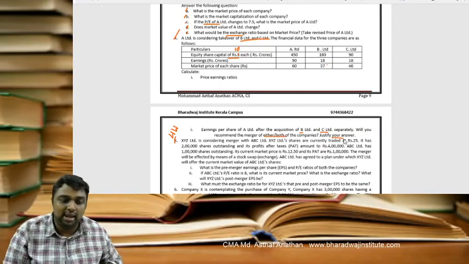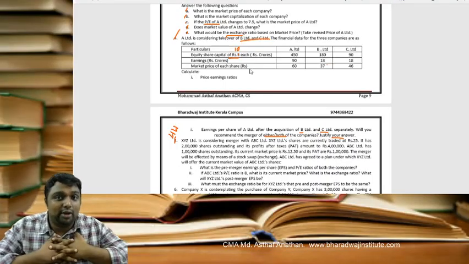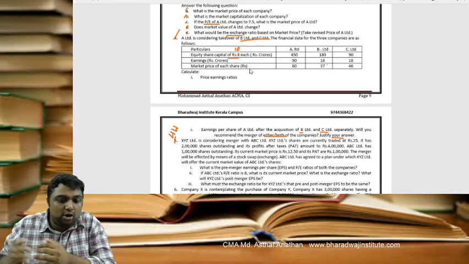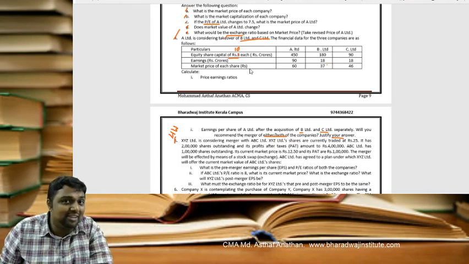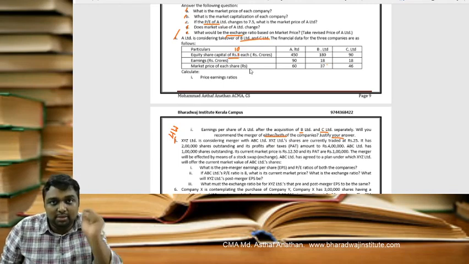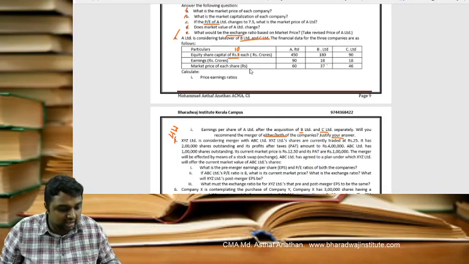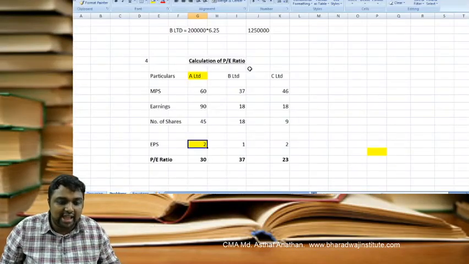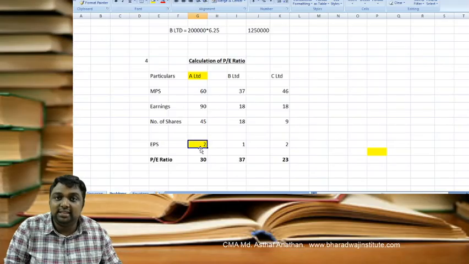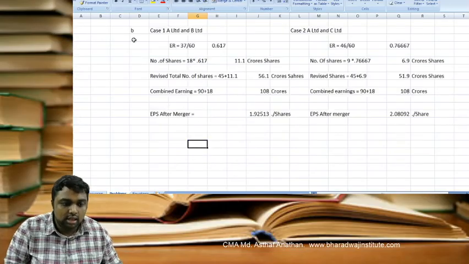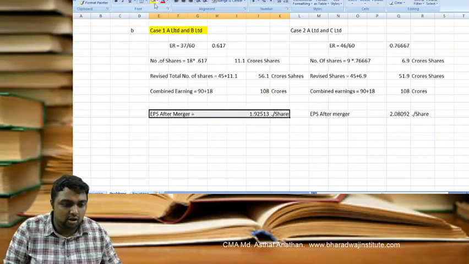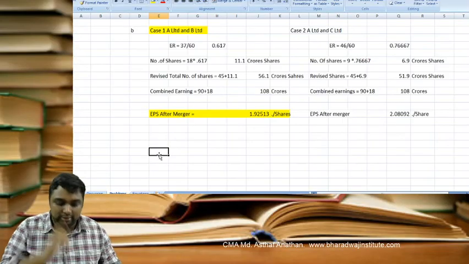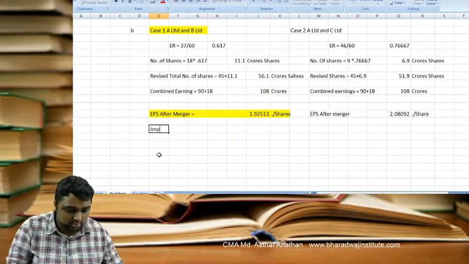Here, who is gonna buy? A Limited is gonna buy. If A Limited is gonna buy B or C, they will buy if they are getting any benefit. Yes or no? A Limited will buy B or C if they are getting any benefit. See, look at this answer. A Limited existing has 2. If they go with B Limited, they will get an EPS of 1.9. See, what is the impact?